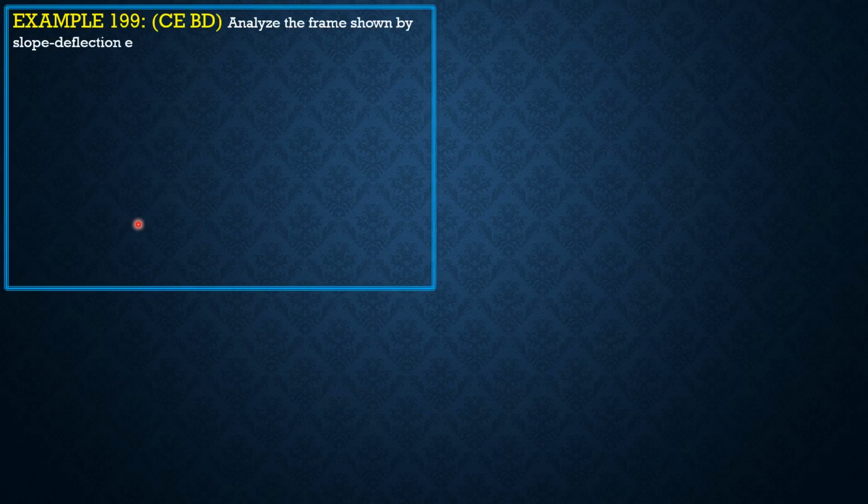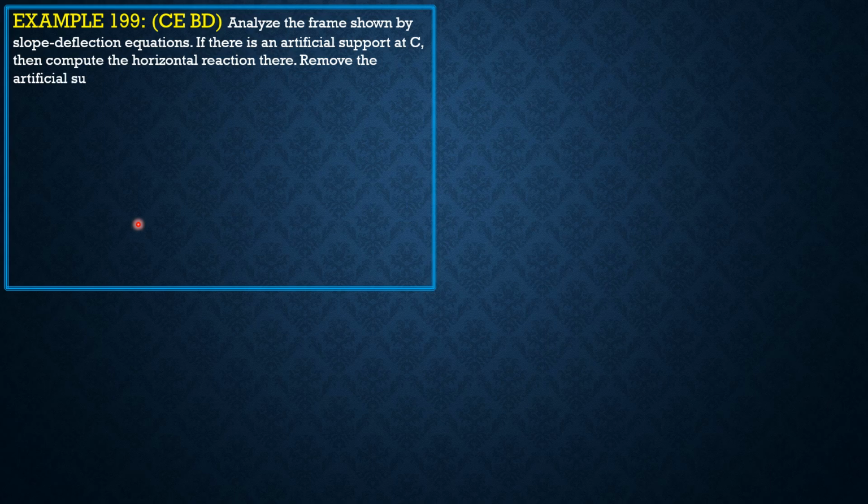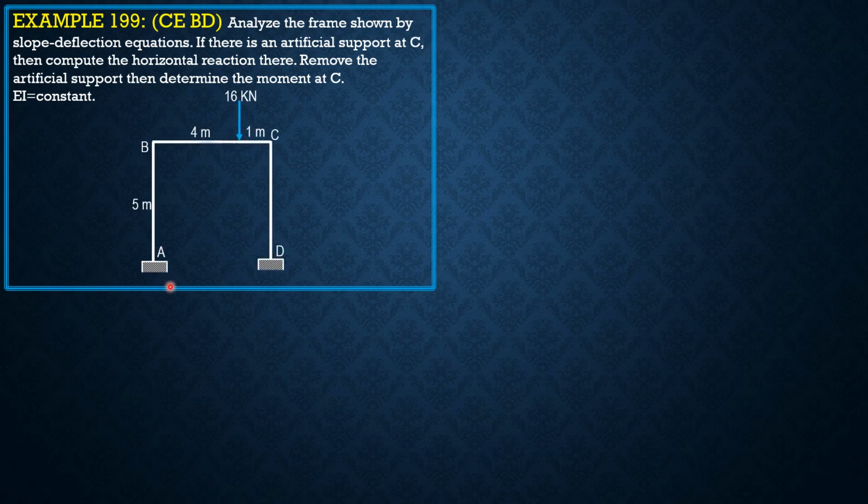Analyze the frame shown by slope deflection equations. If there is an artificial support at C, then compute the horizontal reaction there. Remove the artificial support, then determine the moment at C. EI is constant. So this problem was one of the problems in the CE board exam in the Philippines.